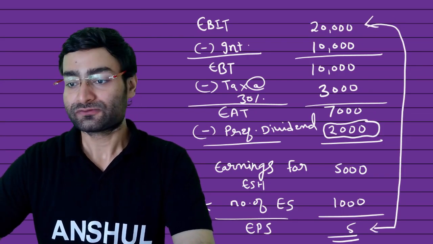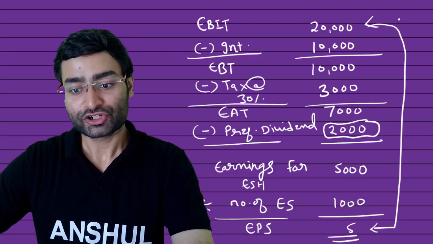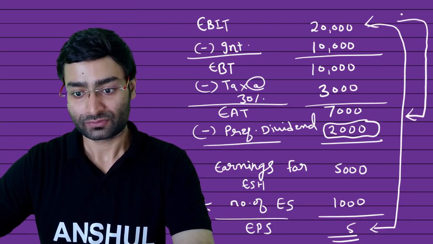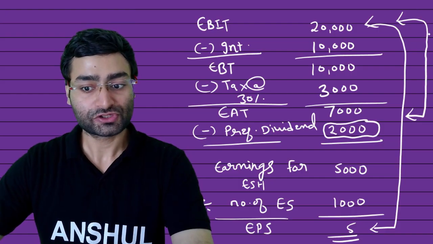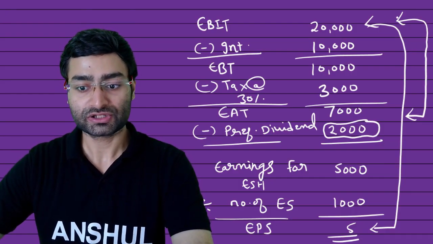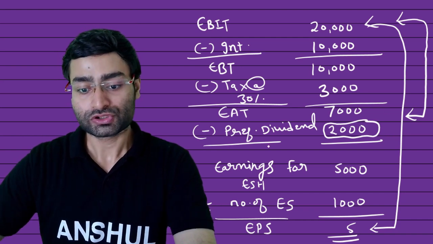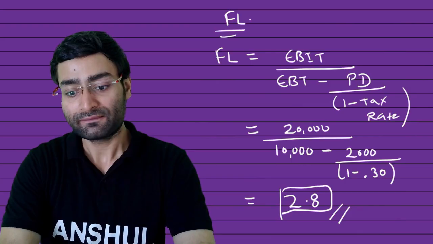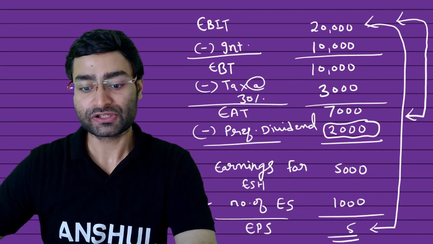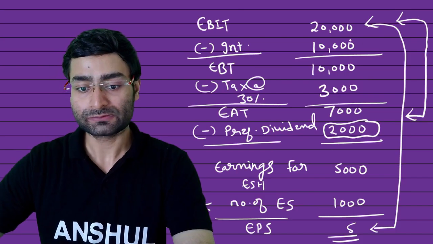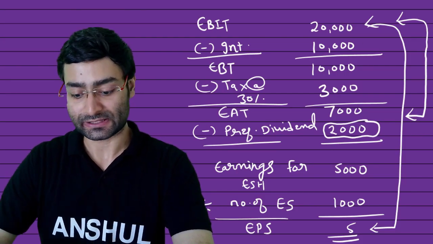In the previous formula, there was the relationship between EBIT and EAT. What's the difference between these two? The previous formula of financial leverage had no preference dividend, but in this formula we have taken the preference dividend into consideration. So now the relationship is between EBIT and EPS.